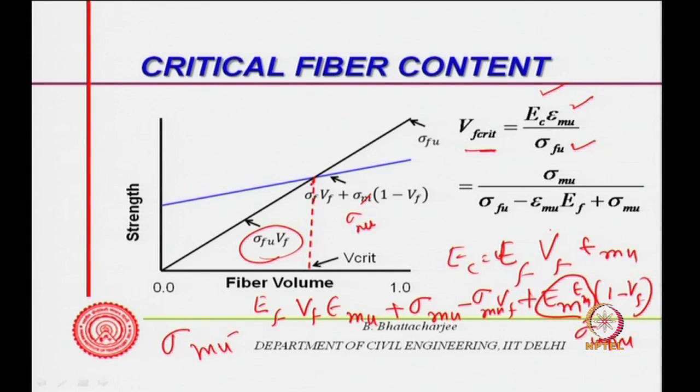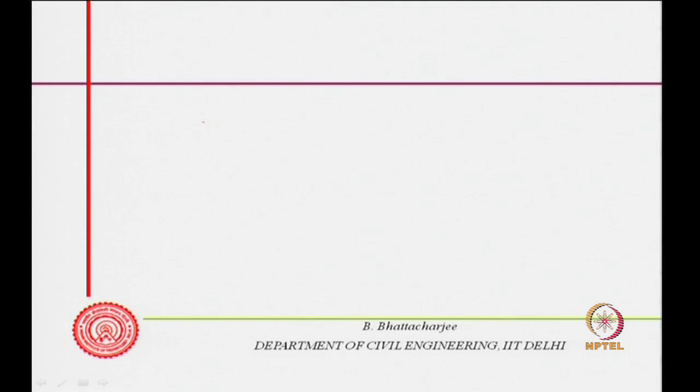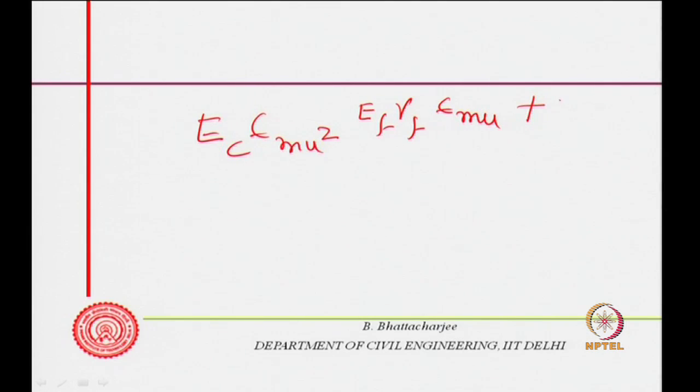So, all this has to be divided by sigma fu. If I separate this, I think I will do it in this manner. What I am trying to do is, I have E c epsilon mu, and this I am trying to write as E f V f epsilon mu plus E m epsilon mu into 1 minus V f.